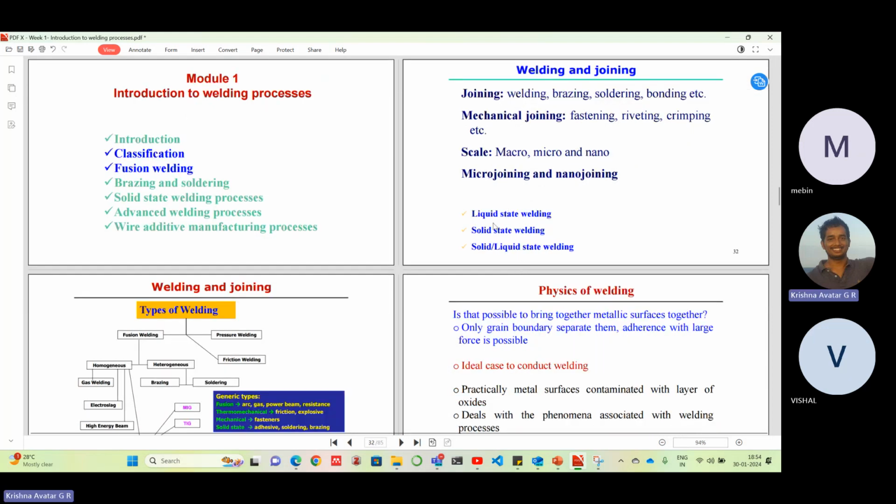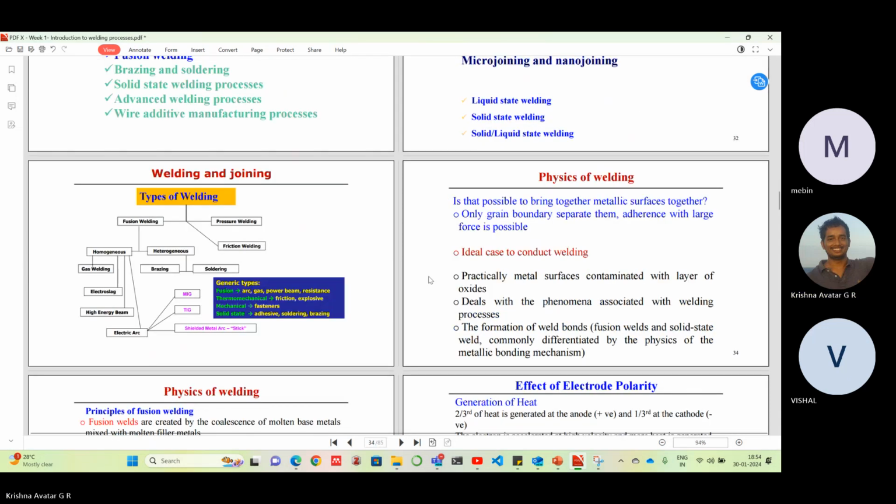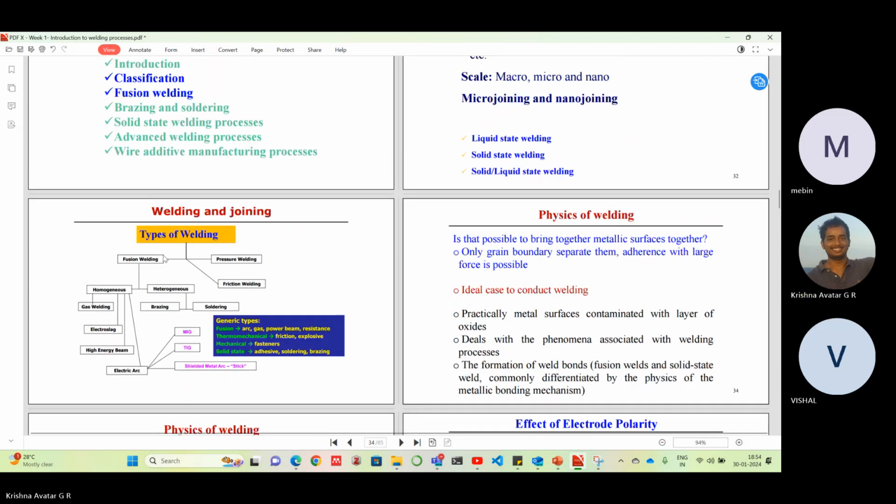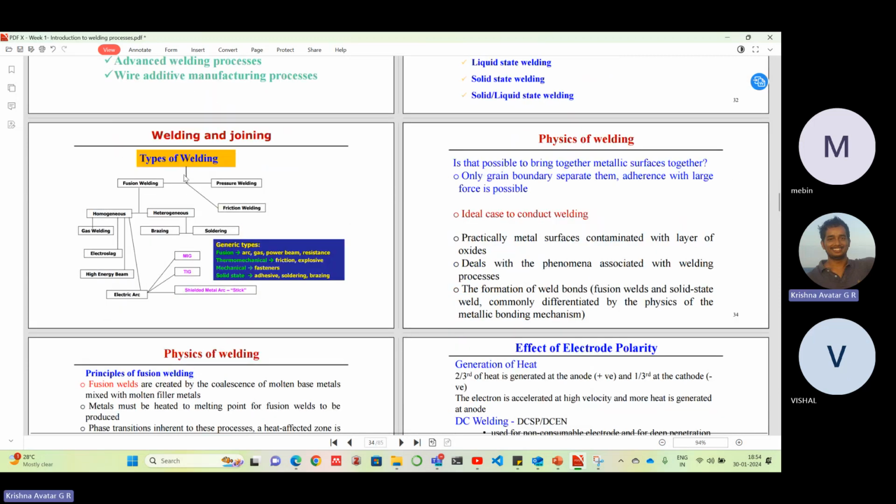There are also different types of welding: liquid state welding, solid state welding, and solid/liquid state welding. It depends on the nature of the filler material, or what the state of the filler material will be during the welding process. So here is a hierarchy of the types of welding, that we have three major classes, as explained here: fusion welding, pressure welding, and friction welding.